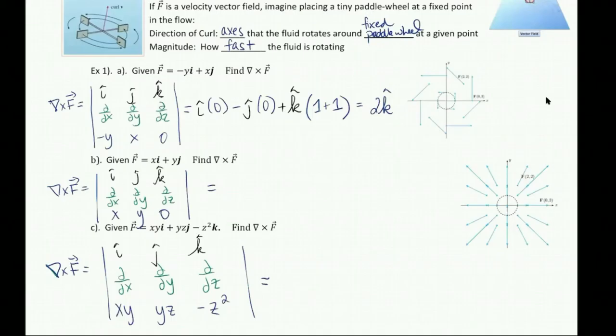And so that's really what we found with this example here, where our curl is the exact same vector no matter where we are in this vector field, because no matter where we pin down the paddle wheel, we will get the same speed of rotation in the same direction.